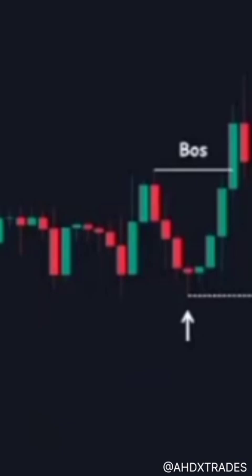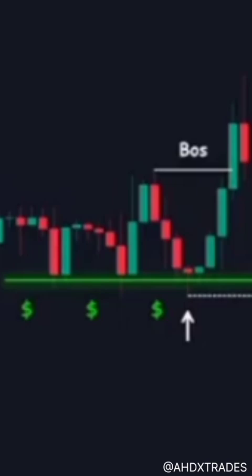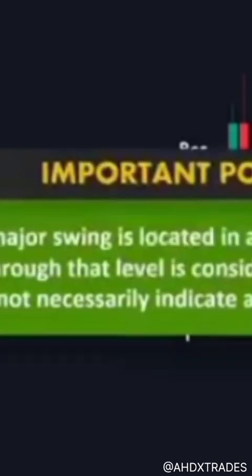However, if you look at the left-hand side, you'll notice that this level is positioned in a significant area of liquidity. Many traders have opened long positions at this level previously, placing their stops below it, which means that a large amount of liquidity lies beneath it. To hunt these stop losses, smart money often pushes the price lower to engage the liquidity, and then continues in the same bullish direction. Here's an important point.